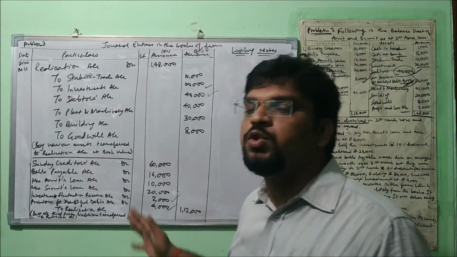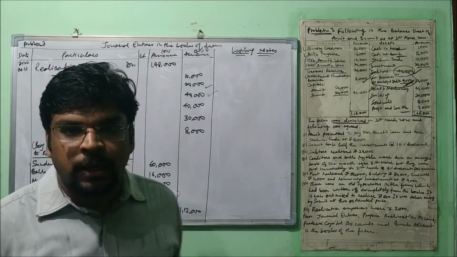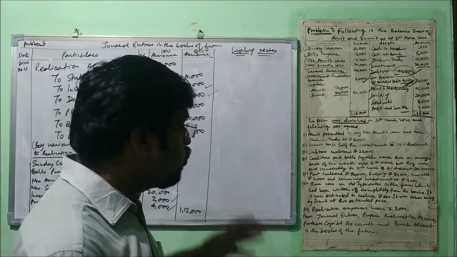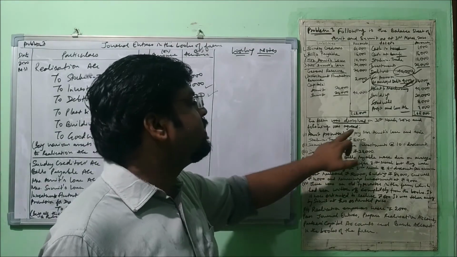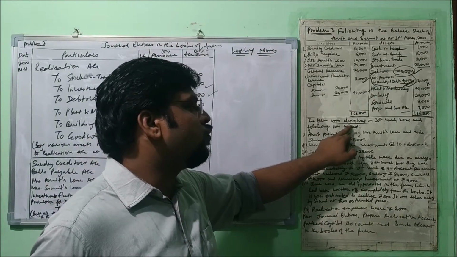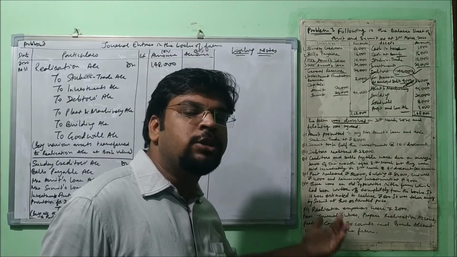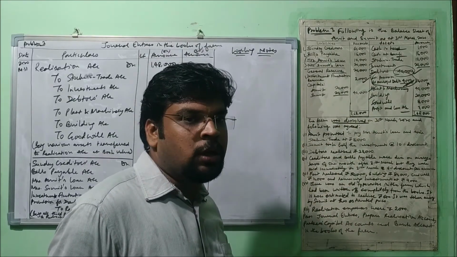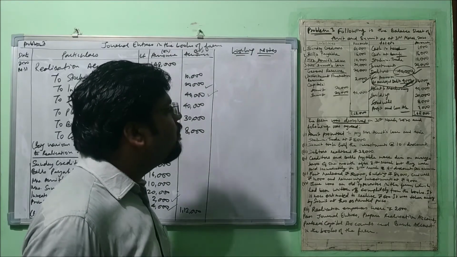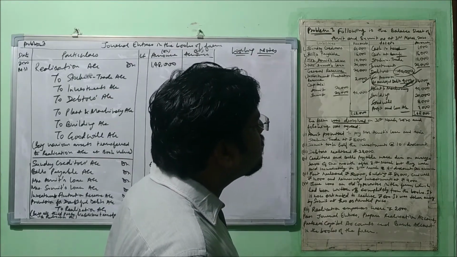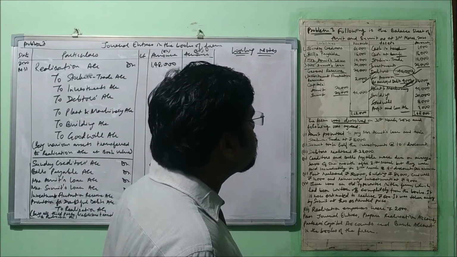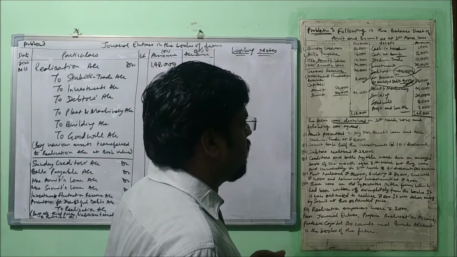So this is the way to pass the journal entry. As I told you, these two entries will be passed when we read this word that the firm was dissolved on this date. Now we will read the question further and do the treatment accordingly. Understood? Okay, so let's read further. Amit promised to pay Mrs. Amit's loan and took stock in trade at rupees 8,000.